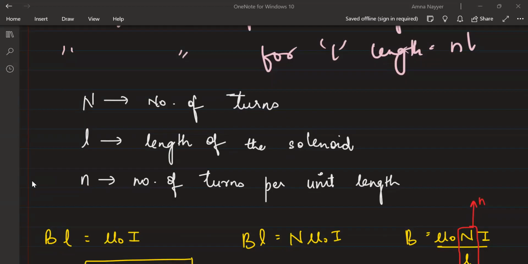Ma'am, n refers to the number of loops that is made. Yes, turn. Ma'am, then small n? Capital N is the number of turns. You divide it by L, that is small n, number of turns per unit length. It's written, no? This per unit length.